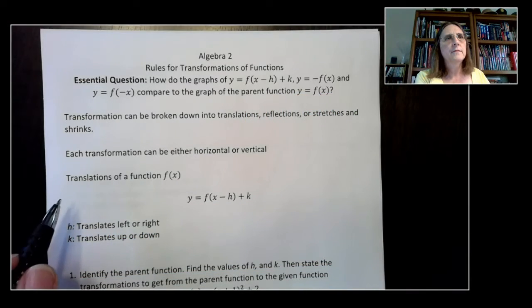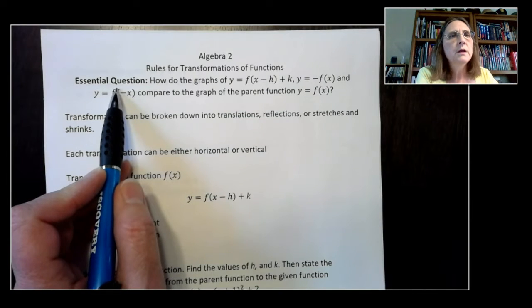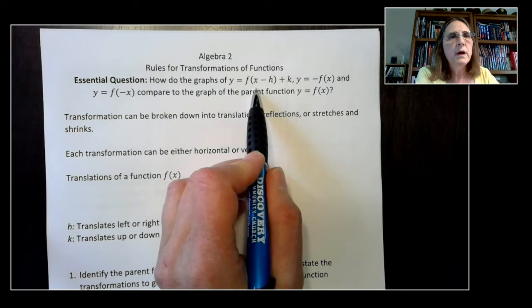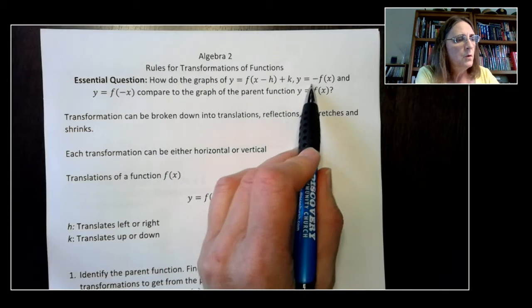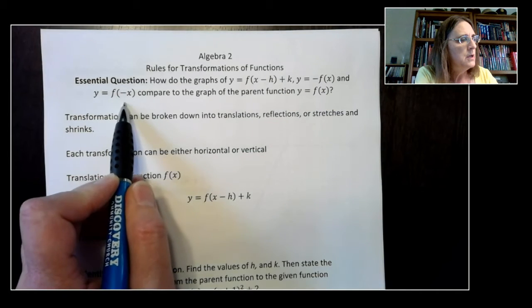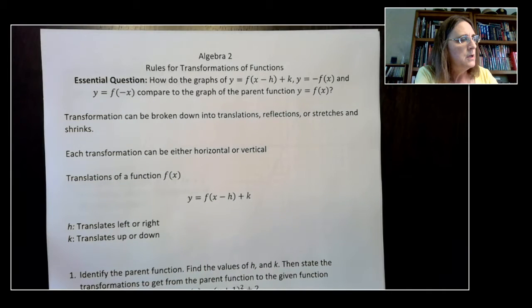Today in Algebra 2, we're going to look at rules for transformations of functions. This is section 1.2 in our textbook. So our essential question that we're going to be answering is, how do the graphs of y equals f of quantity x minus h plus k, y equals negative f of x, and y equals f of negative x compare to the graph of a parent function y equals f of x?